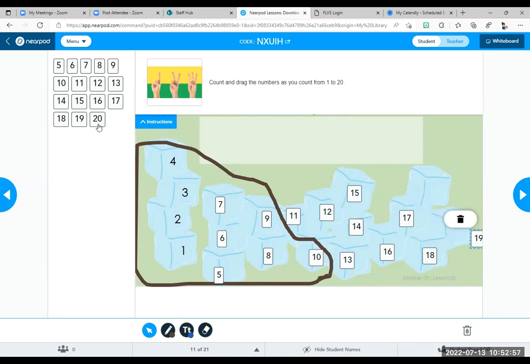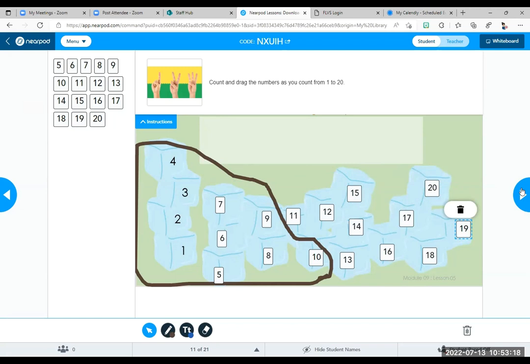1, 2, 3, 4, 5, 6, 8, 9, 10, 11, 12, 13, 14, 15, 16, 17, 18, 19, 20, and the last one, 20. Okay, that's a fun activity that you can practice counting on, so that you don't miss any numbers. We don't want to miss anything.